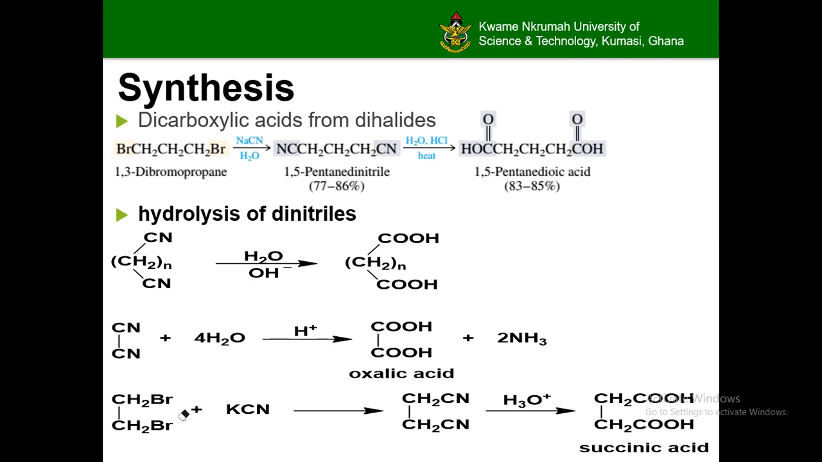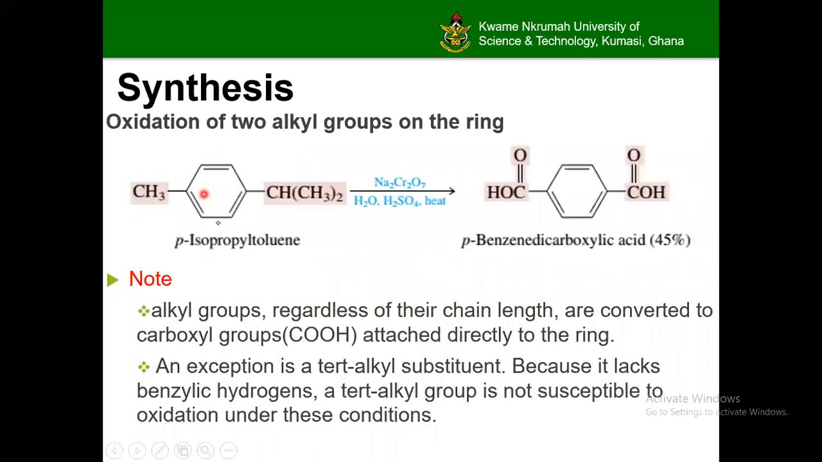Now the next instance is taking it from the dihalide, right? So we put our nitrile groups or cyano groups there, and then we acidify to get our dicarboxylic acid. Very simple. Good.